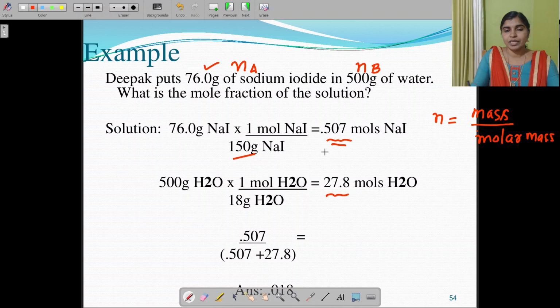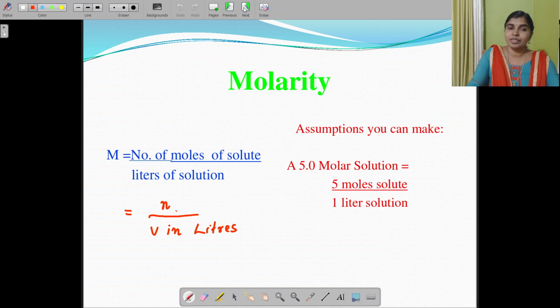So this is Na and this is Nb. You can find the mole fraction of A as 0.507 divided by 0.507 plus 27.8. That is the method. Similarly, you can find the mole fraction of B, that is the mole fraction of water, by dividing the number of moles of B, 27.8, by the total number of moles. So this is the method to calculate the mole fraction.